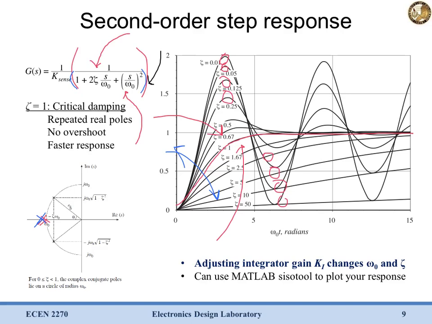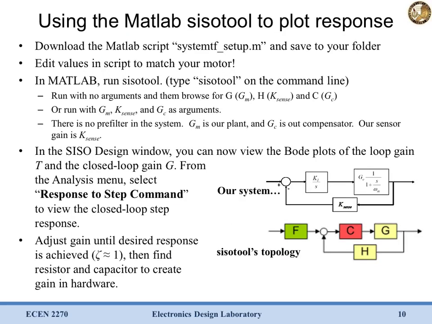So let's take a look at how we might do this using the built-in MATLAB tools in order to design a feedback circuit like this. Now MATLAB has a tool called SISO tool, that's S-I-S-O tool, and that stands for Single Input, Single Output tool. It's made for designing single input, single output systems. If you recall what our system looks like, it has a single input, this vref, and a single output omega, so it should work fairly well.